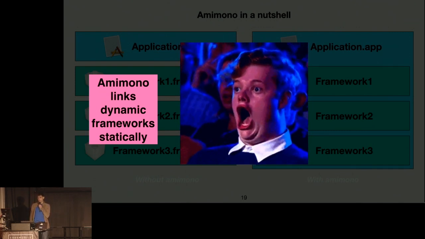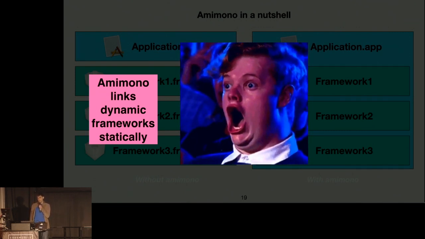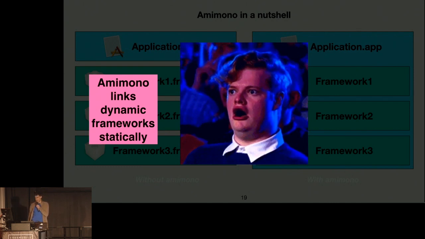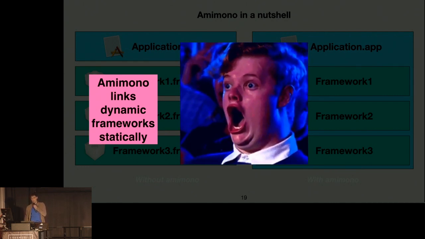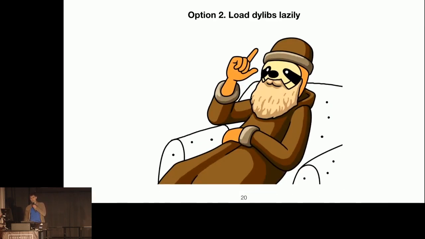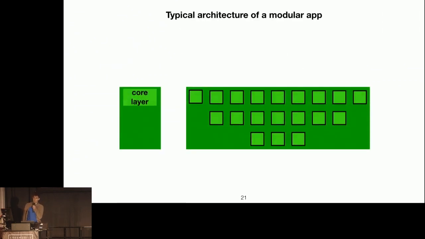We've been using Amimono for 2 years, quite extensively and successfully, but later came up with another solution, quite an opposite one, which is lazy dynamic libraries loading. It's a bit tricky and it requires your application to have a specific architecture. My colleague Vadim will tell you a bit more about this later.